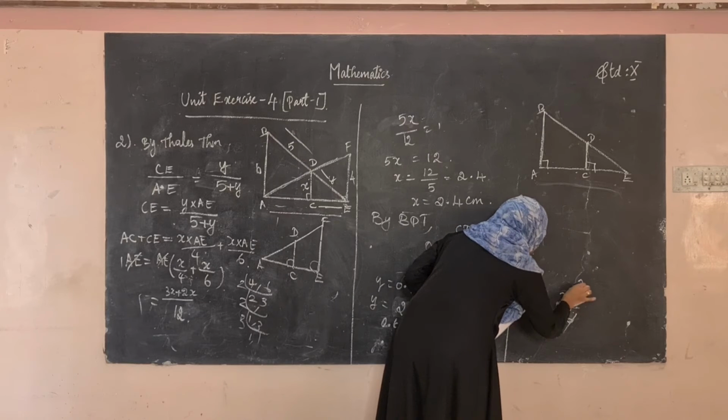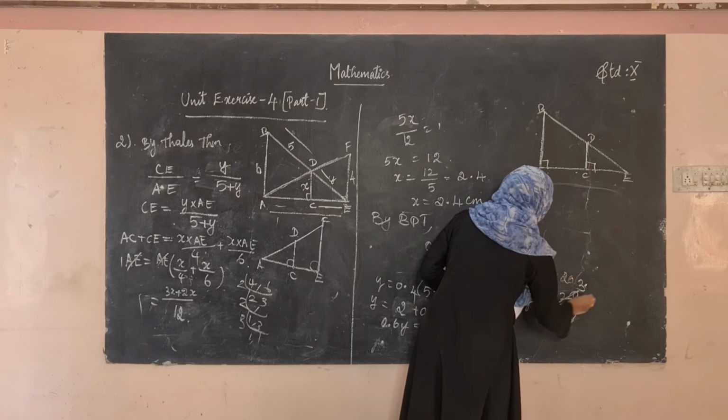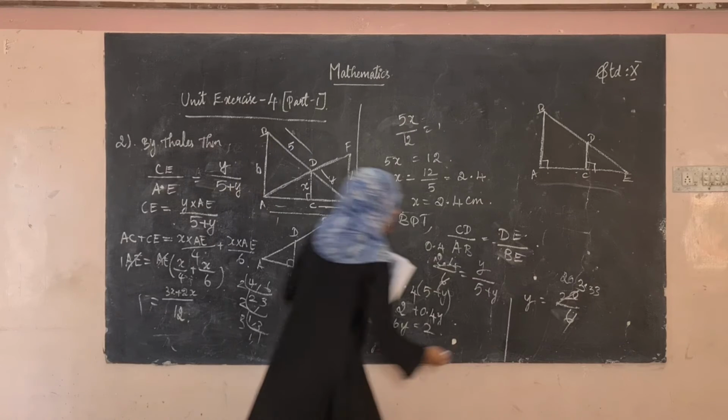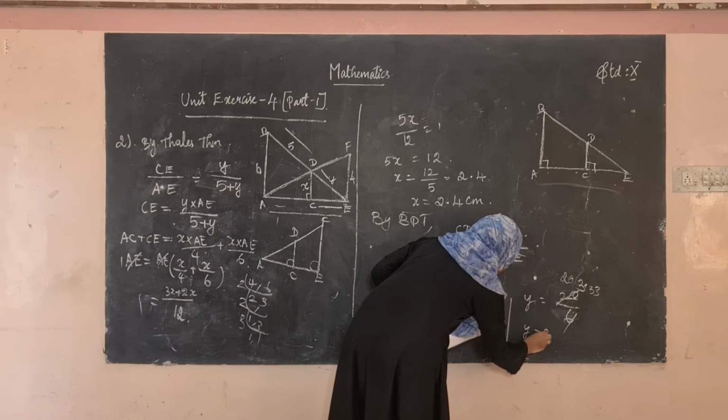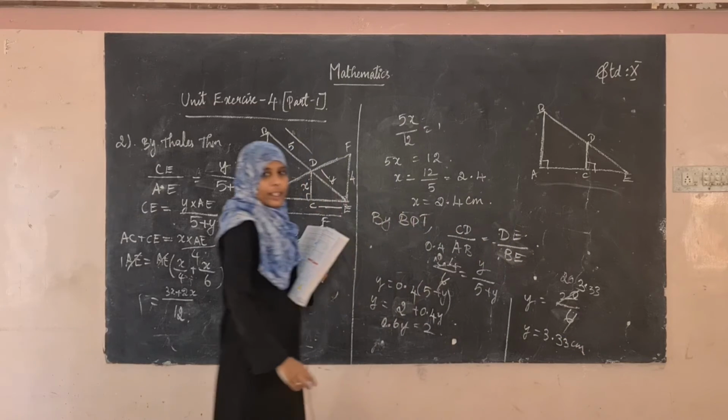That is 6 3s are 18. Balance 2, again 3 3. So we can stop with 3.33. Okay, it goes on, we can stop with 3.33. So what's the value of y? y is equal to 3.33 centimeter. Okay, that is what we have to find out.